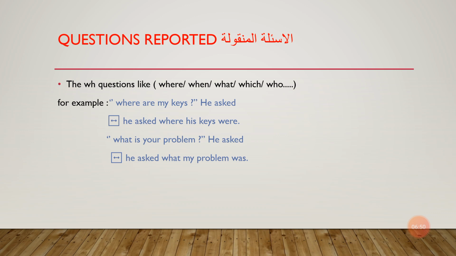هذيك where كتبقى عندنا في الجملة في indirect speech، ولكن الفيرب عندنا اللي هو are في simple present كيولي عندنا simple past. أوكي. مثال واحد آخر: what is your problem, he asked. He asked what my problem was. What my problem was, أوكي.